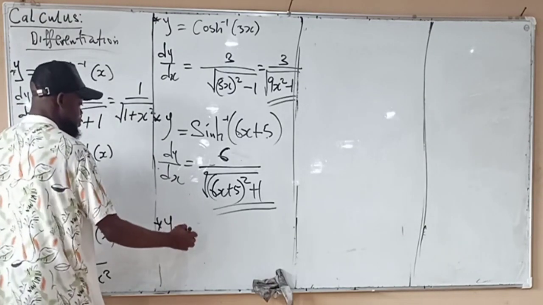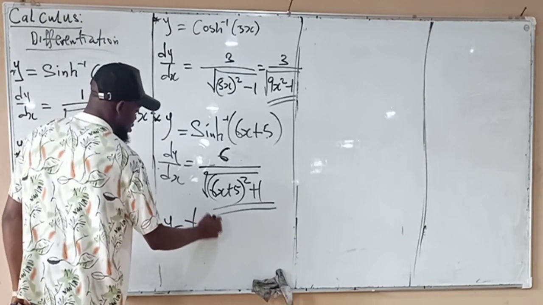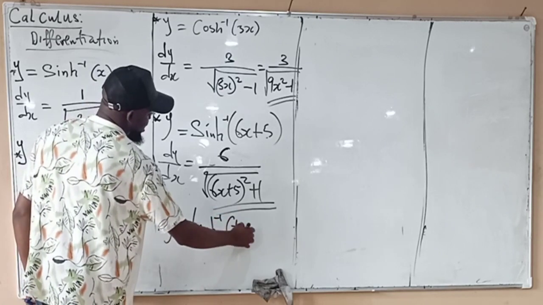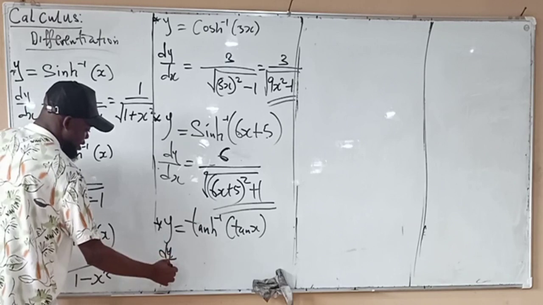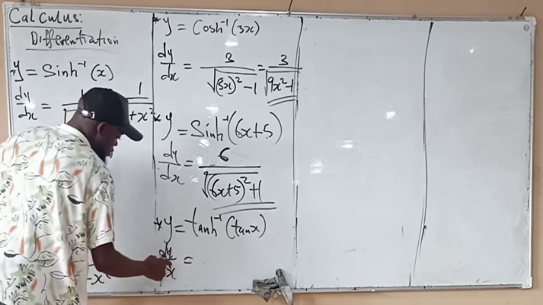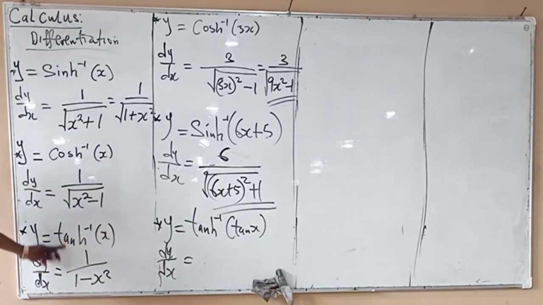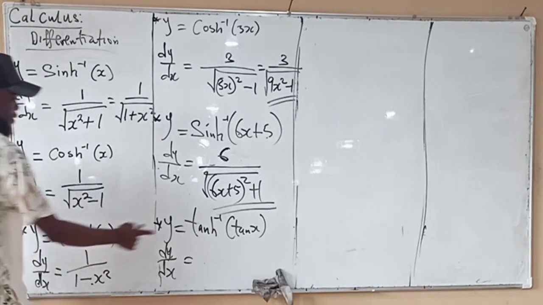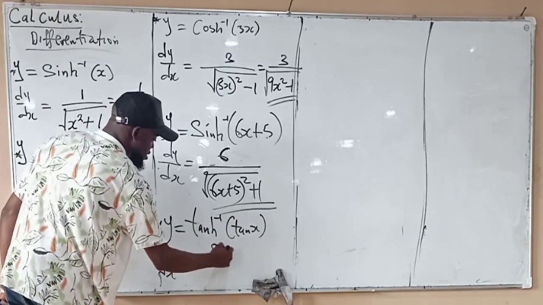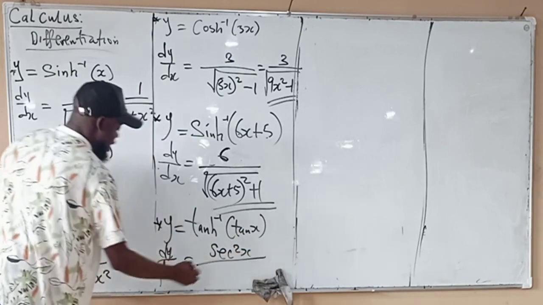So let's look at this. If y is equal to, let's say, tanh inverse of tan x, what will be dy over dx? It will be 1 over, what is the 1 over there? Remember, tanh inverse is 1 over 1 minus x squared. So you differentiate this x to get this 1. So you differentiate tan x, you have sec squared x over 1.